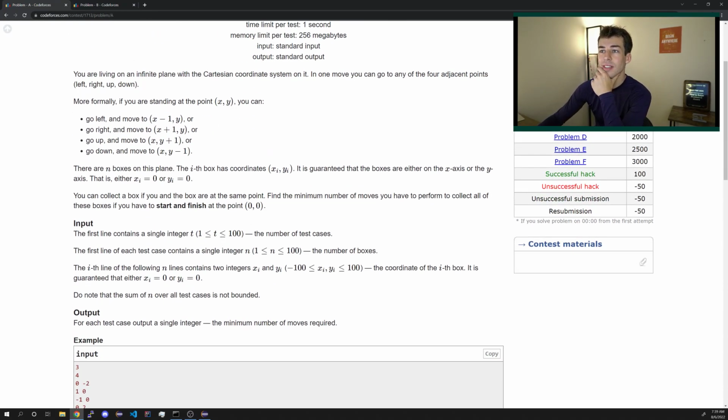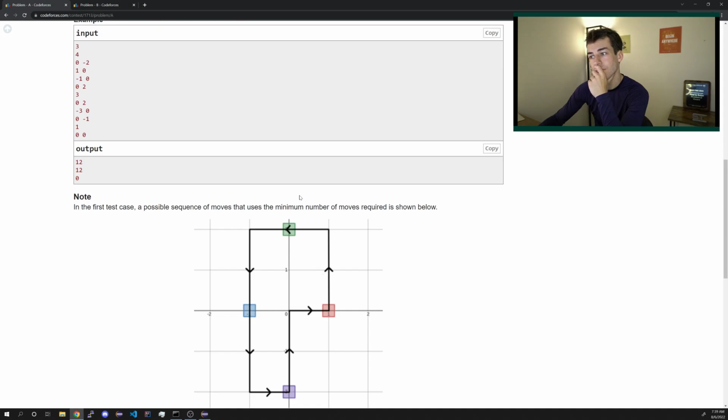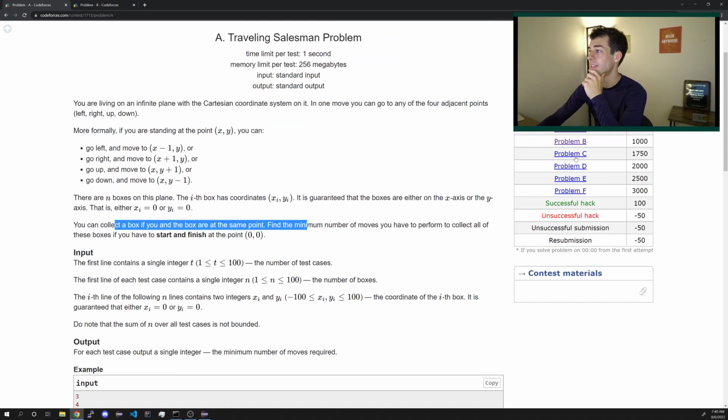This is easy? You're telling me this is easy? You can go left, right, up, or down. You have to collect all the boxes. I'm telling you, this is not easy.